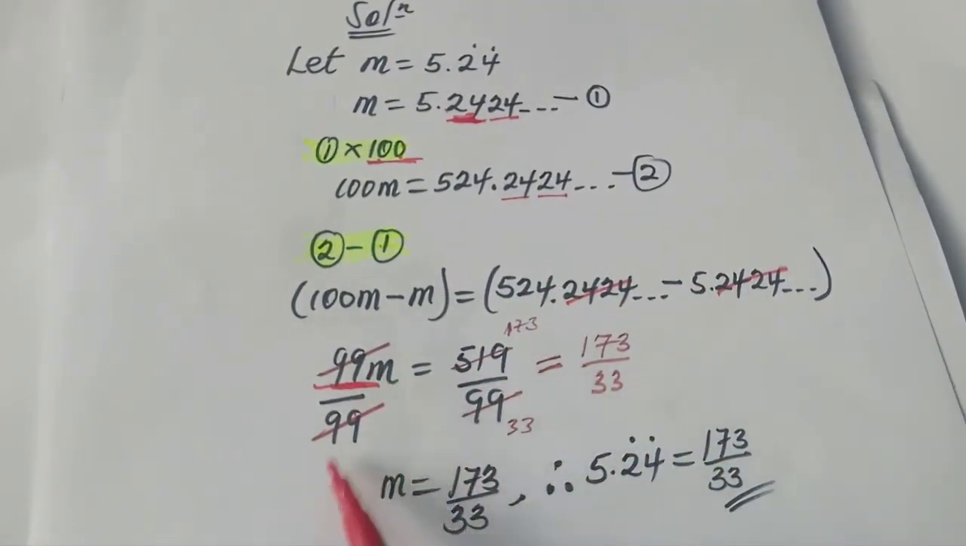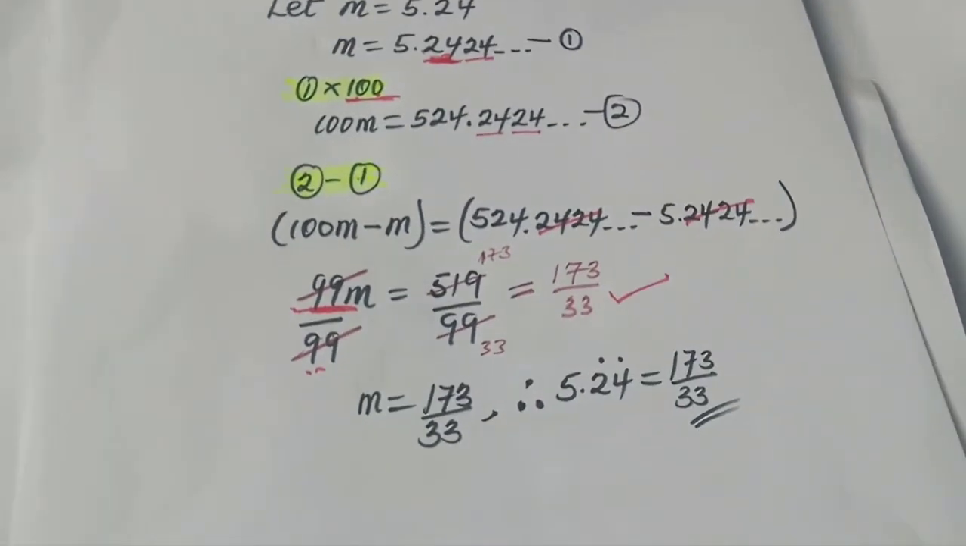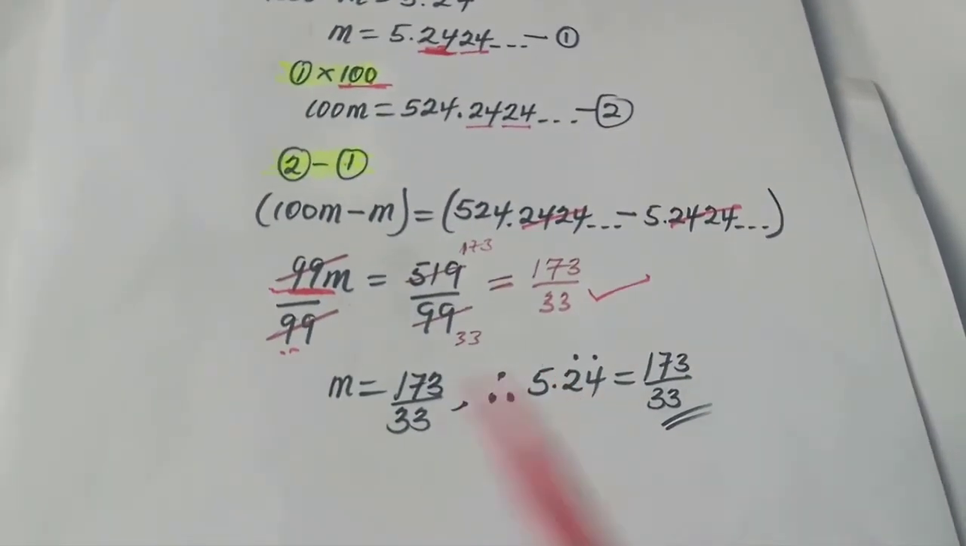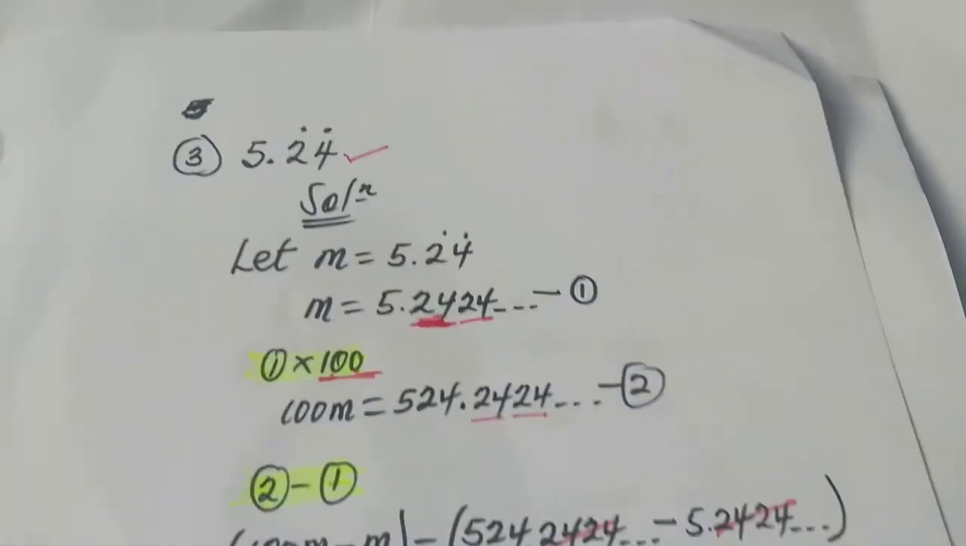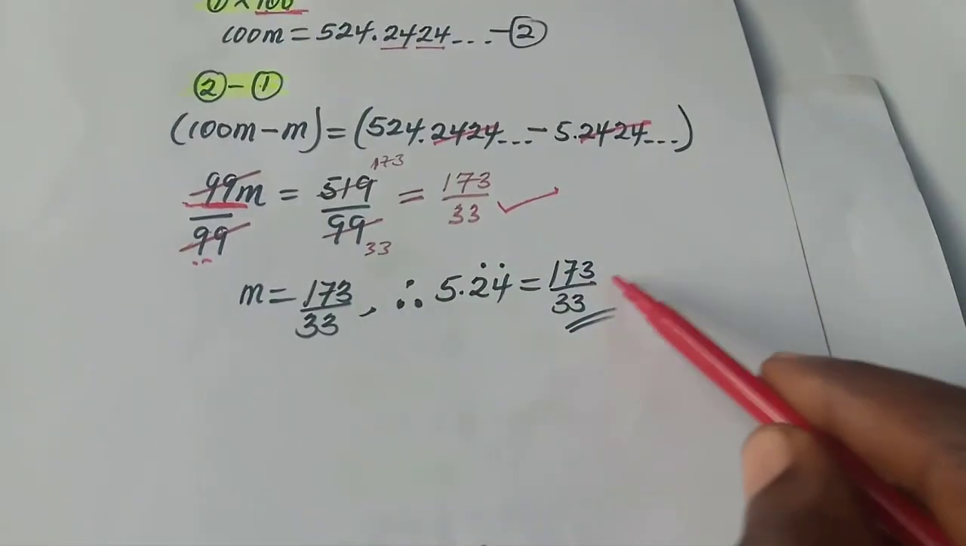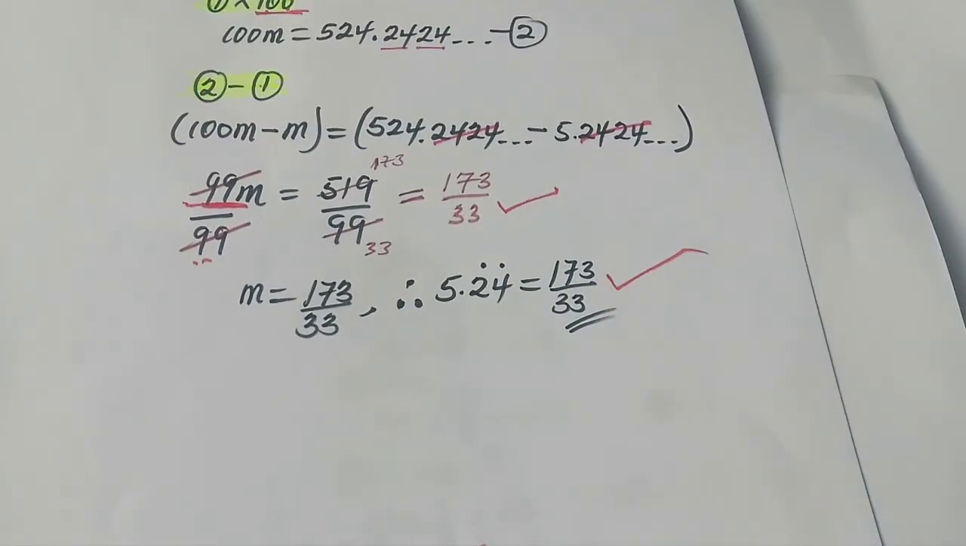We are looking for m, so we divide both sides of the equation by what? The coefficient of m, which is 99. Then this one can simplify to get what? 173 over 33. Then you answer the question. The decimal 5.24 recurring is equal to what? 173 over 33.